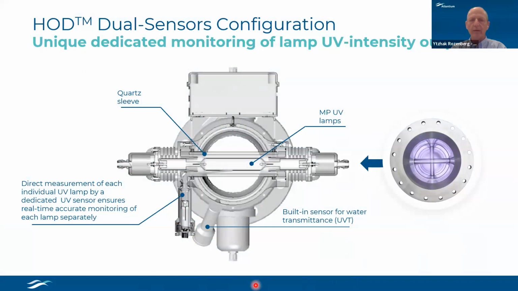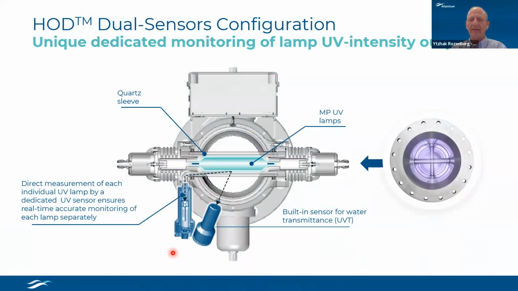How are we doing it? This is a cross-section of the UV reactor. You can see here the lamp. You can see here the quartz sleeve that protects the lamp. You can see here a sensor that monitors each one of the lamps directly, not via the water. And we have another sensor that monitors the lamp via the water.